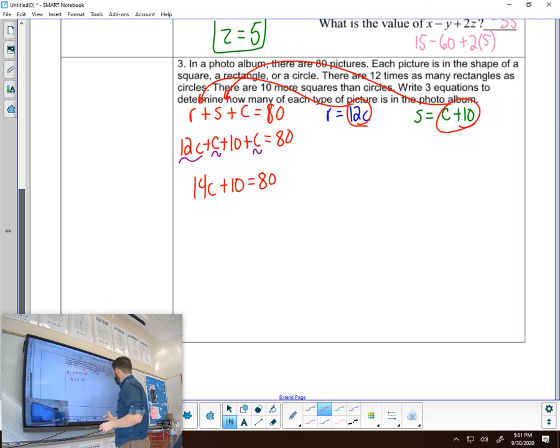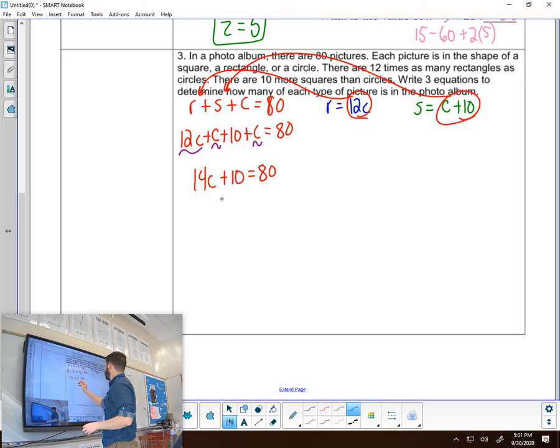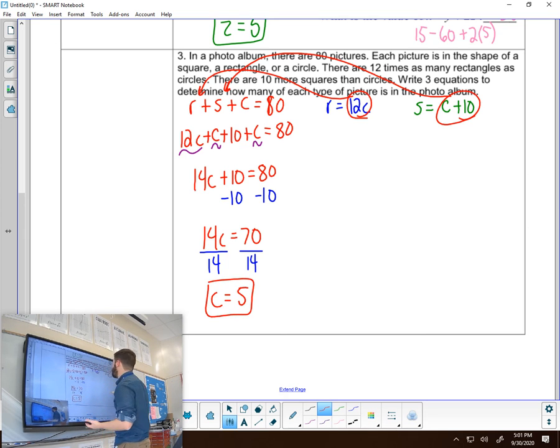So we're going to go minus 10, minus 10. We get 14C equals 70. Divide both sides by 14, we get C equals 70 divided by 14 equals 5. So it's really the same problem that we had just a second ago. So my C is going to be 5, my S is going to be 15, and my R is going to be 12 times my C, which is 5. So it's going to be, of course, 60.